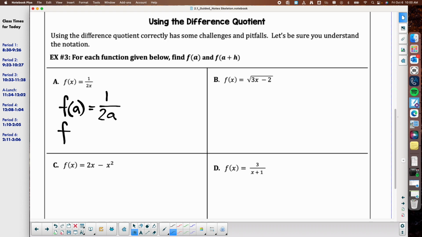Spencer, who's going to help me with f of a plus h? Sebastian. Pressure's on you. 1 over 2 times x plus h. Close. Yeah, a plus h. I don't know why they're writing a, it doesn't matter, but yeah. Okay, perfect. You put a plus h in place of x. Just make sure you put parentheses like that, but if you wanted to simplify that, you could, you don't have to. Perfect.